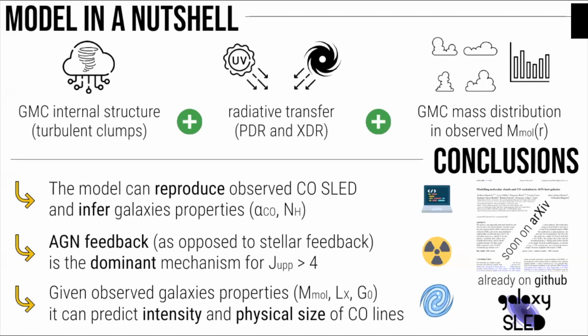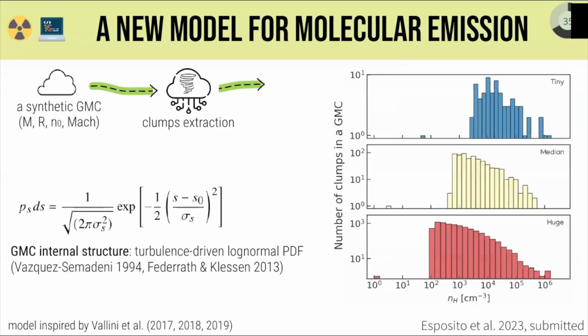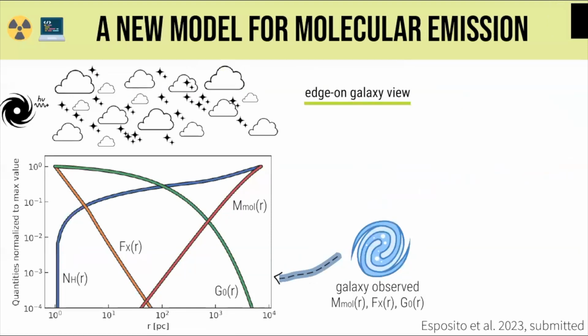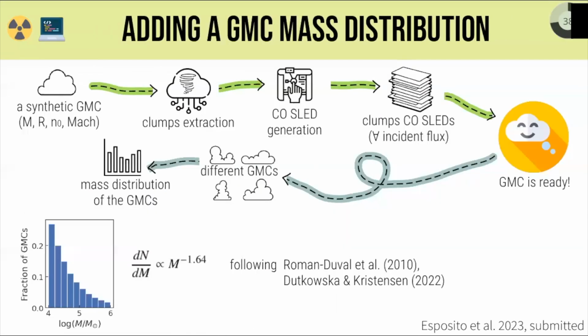Yes, the slide where you show how you populate the clouds. This one. Okay. So you use Roman 2010 for the distribution of masses. I'm wondering what is the range of masses that you allow, because this power law is actually extracted for high mass.